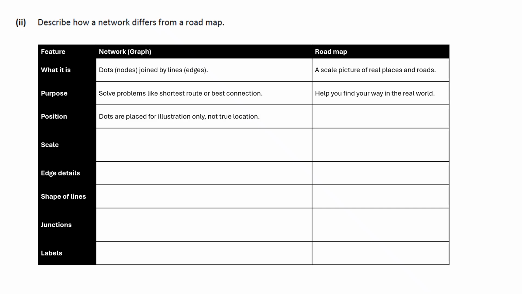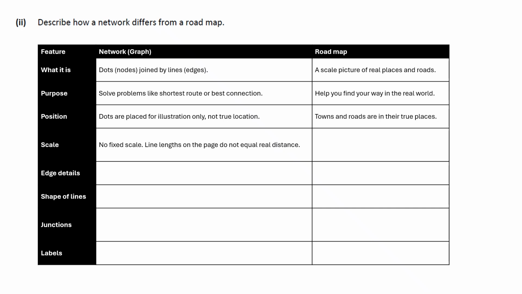So for us in a network, those dots are only for illustration. There's no sense of the dot is representative of the location. But in a map, the towns are in their rightful places. So if you have one town to the left of another, you know if the map is facing the right way, that means it is to the west. That's not true for networks.